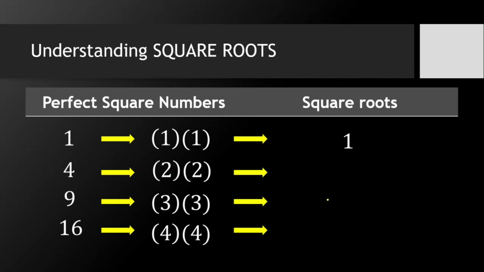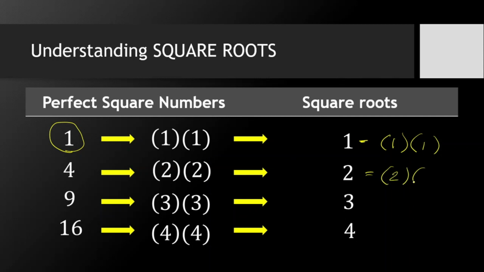So what are those? For 1, we have 1; for 4, we have 2; for 9, we have 3; and for 16, we have 4. Basically, these square roots are numbers which, when multiplied by itself, will be equal to the perfect square numbers. So what do I mean? For 1, we multiply it by itself, and we have the perfect square number 1. For 2, 2 times 2, we have the perfect square number 4. For 3, we have 3 times 3; if we multiply it by itself, we have the perfect square 9. And for 16, we have 4 times 4.